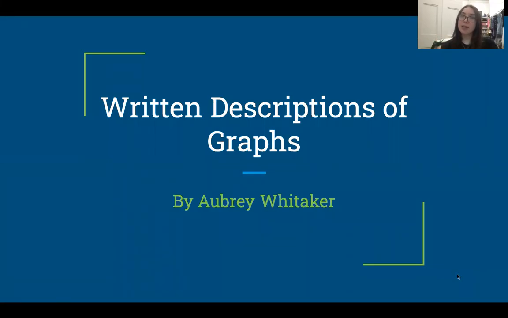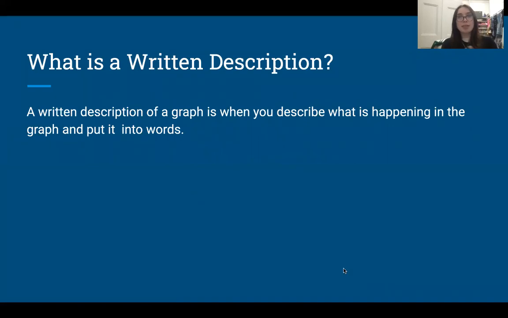So today we're going to be learning about how to write written descriptions of graphs for your physics class or for any class, but they're super useful, super helpful, and pretty simple. And you might be asking yourself, what is a written description? Sounds pretty straightforward, and it really is.